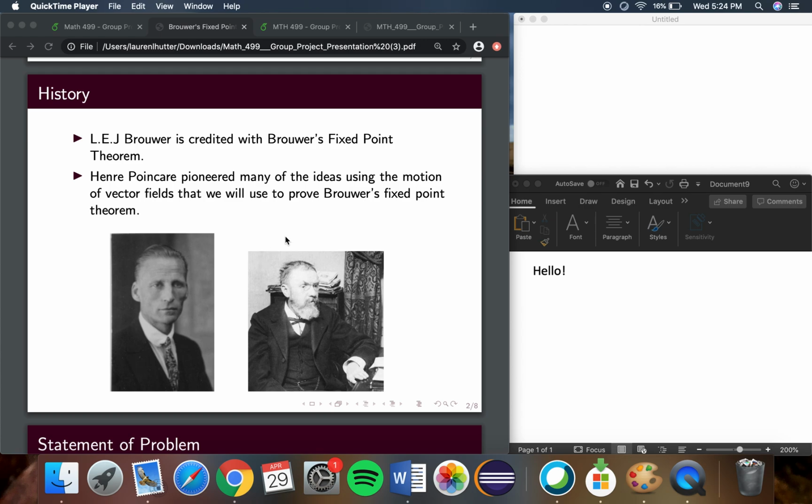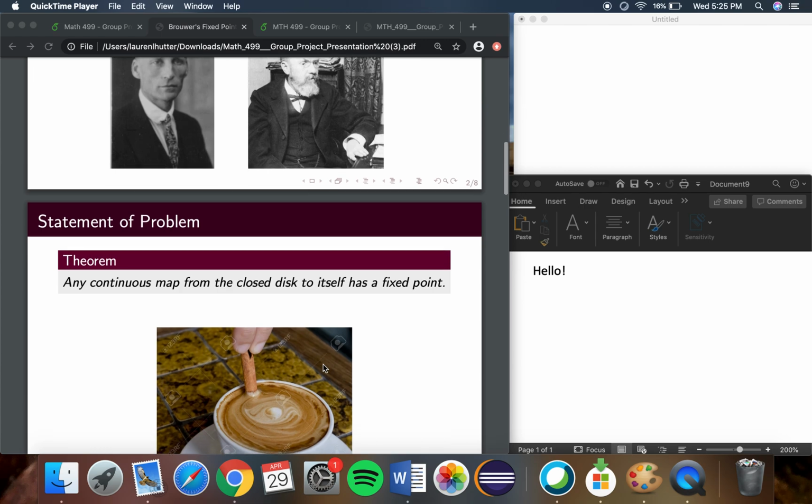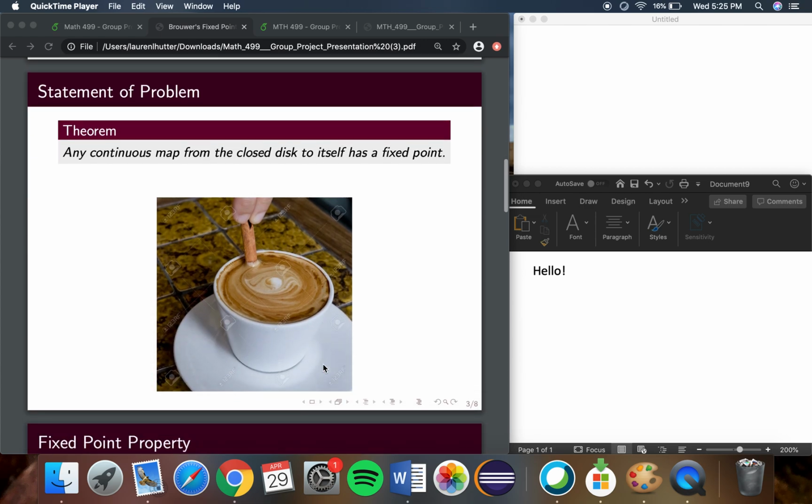He pioneered many of the ideas we have today, how we think about the motion of vector fields and the motion of points represented by vector fields that are actually useful in a lot of different subjects. So here's Brouwer on the left and here's Poincaré on the right. Brouwer's fixed point theorem states that any continuous map from the closed disk to itself has a fixed point.